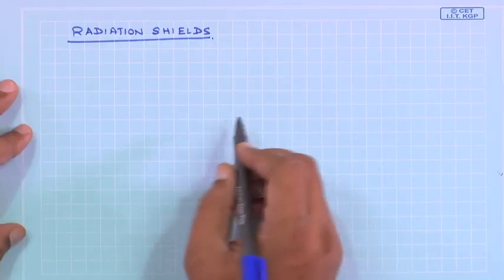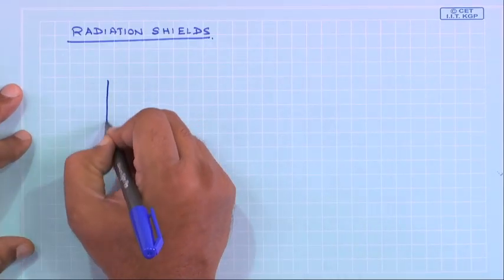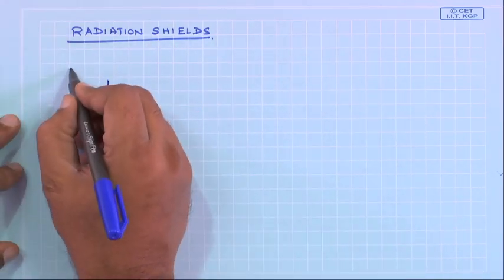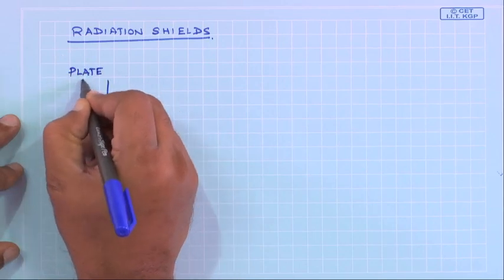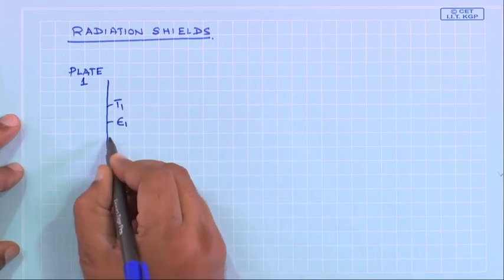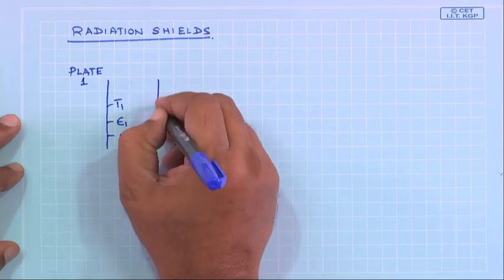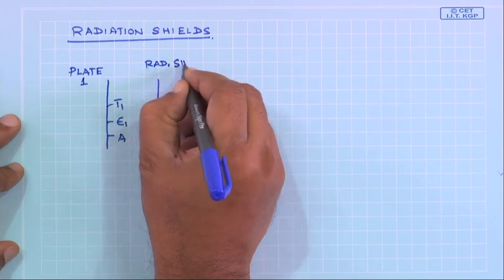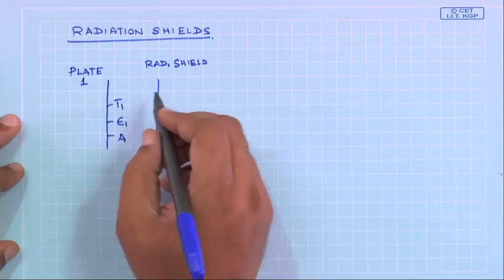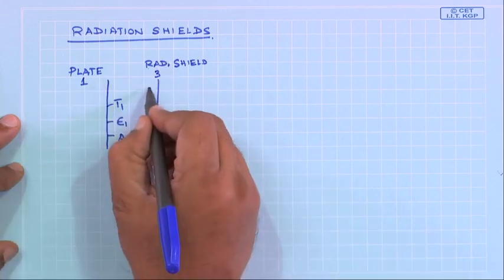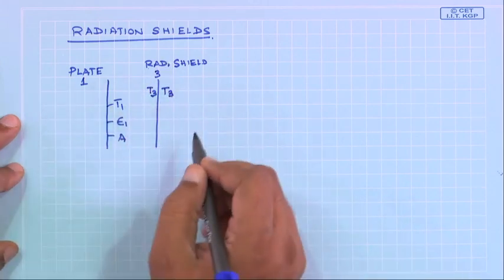heat radiation problem. So, let us look at the case in which you have a surface over here which is the plate, I call it plate 1, which is maintained at a temperature T1. Its property is epsilon 1, area is A, and then you place another one which is the radiation shield, and I call it surface 3. So, the temperature is T3 on this side and T3 on the other side.